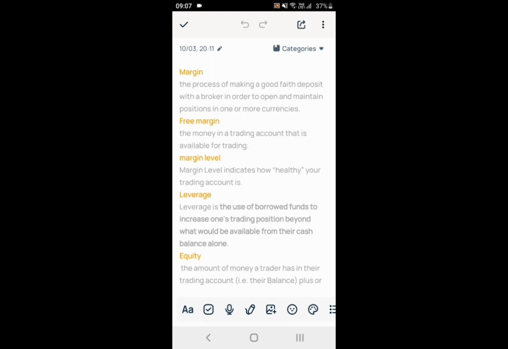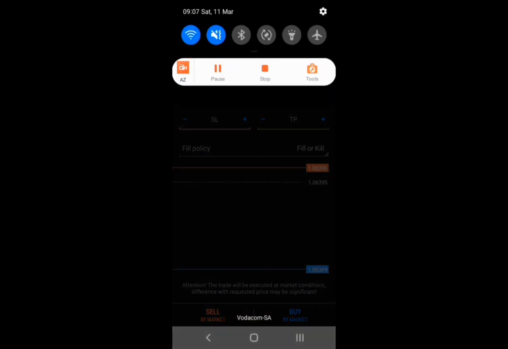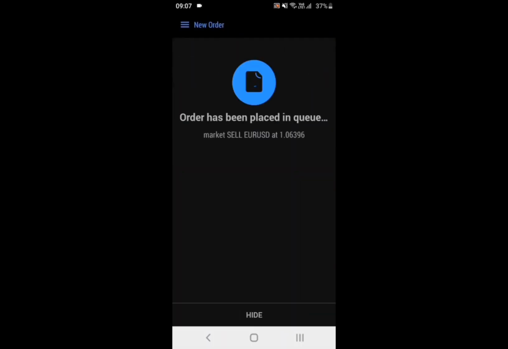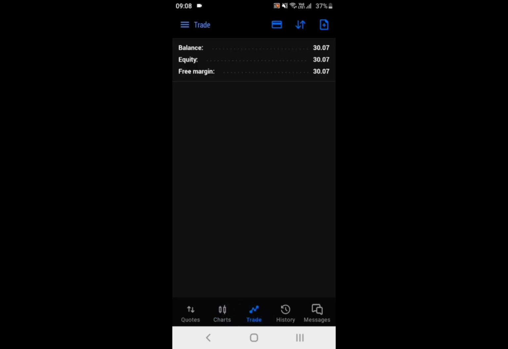Free margin is the money in a trading account that is available for trading. Margin and free margin are very similar. Let me go to my platform so I can show you guys an example. But today it is Saturday, which is a weekend, so I can't really open any trades. My margin is not displayed right now because I don't have any running trades.